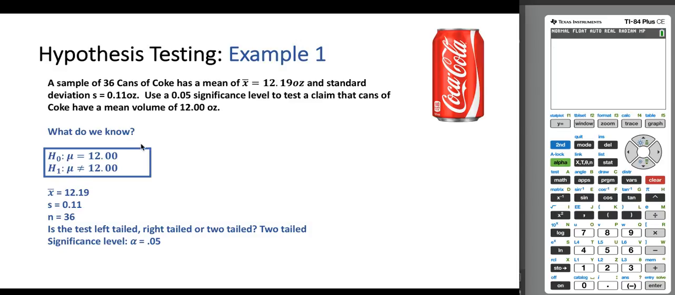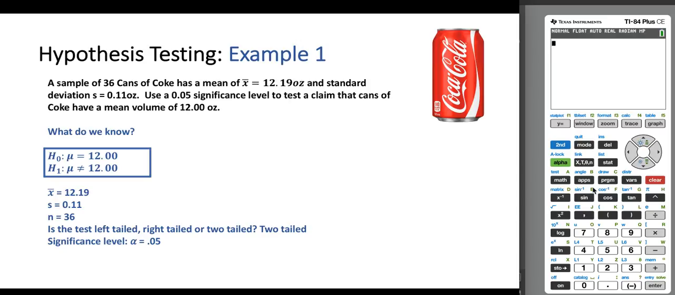And so the alternative hypothesis is, since we're testing a claim that the cans of Coke have a mean of 12.00 ounces, that's going to be our original claim. Then the alternative hypothesis is that it isn't equal to 12 ounces. The mean from the sample is 12.19. The standard deviation from the sample is 0.11, and we tested 36 cans of Coke. This test is two-tailed because it's a not equal to, and the significance level was 0.05.